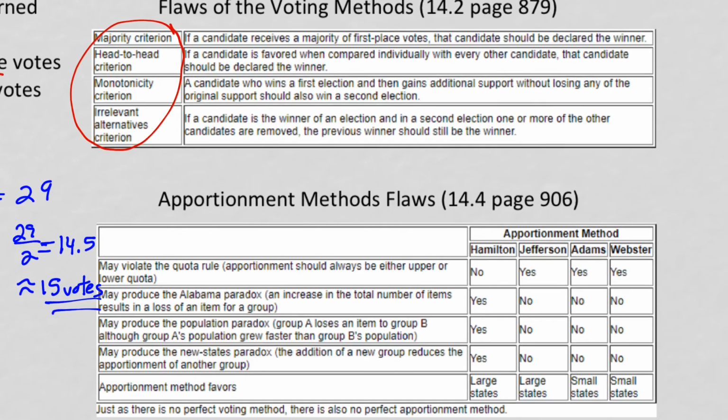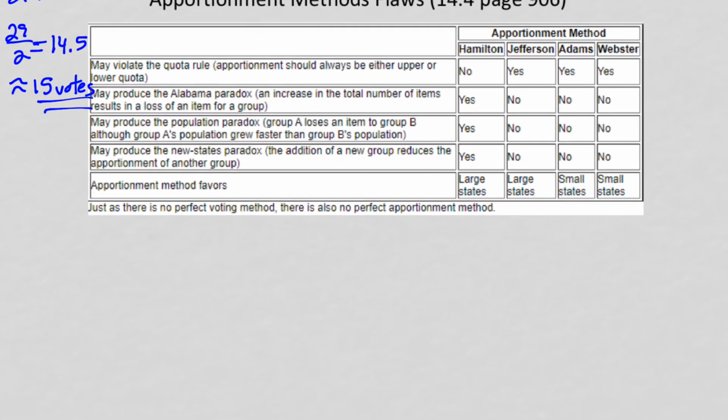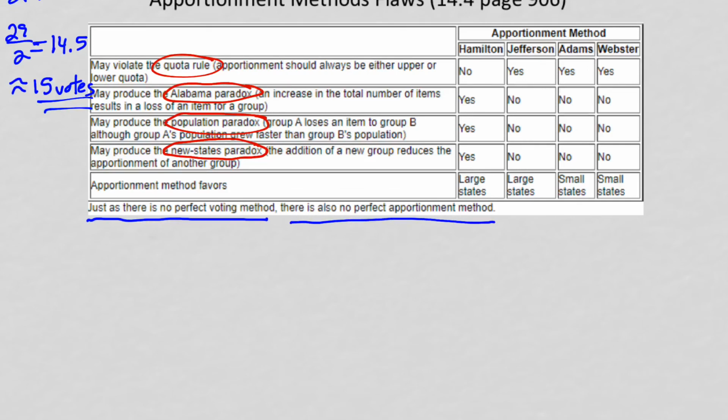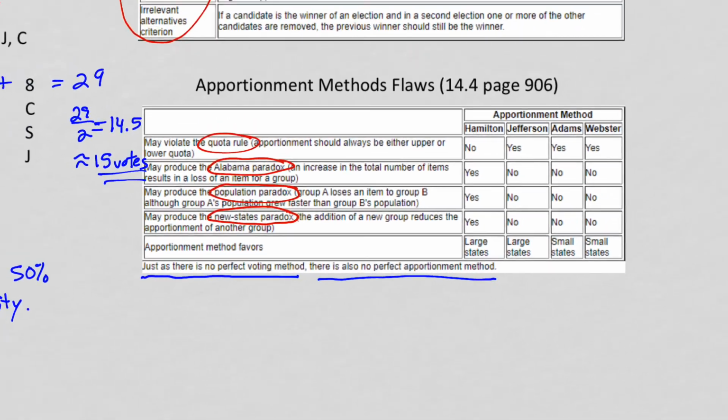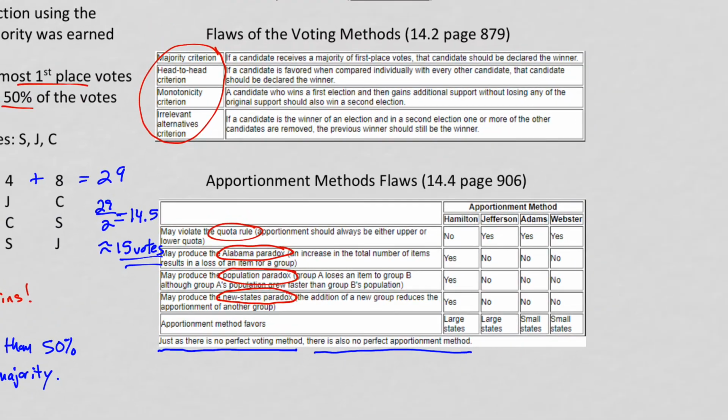And then for the apportionment flaws, you have the quota rule right here, the Alabama paradox, the population paradox, and the new states paradox. Okay. And so again, the main idea for this vocabulary is to show you that there is no perfect voting method and there's no perfect apportionment method. All right. And that is it for the review.